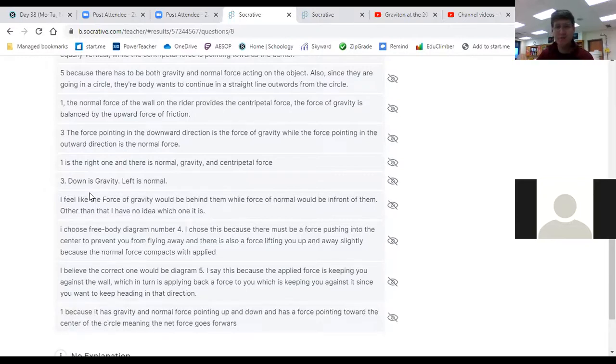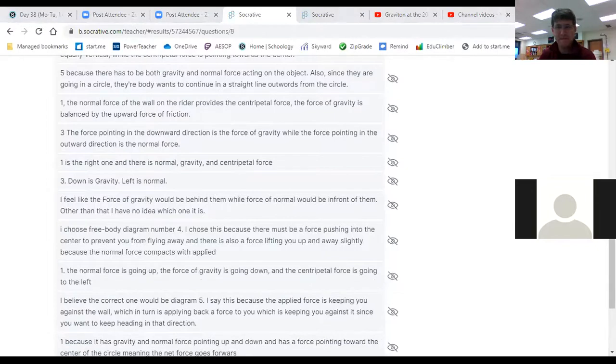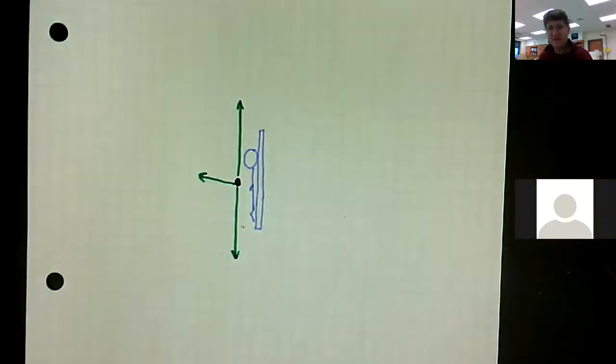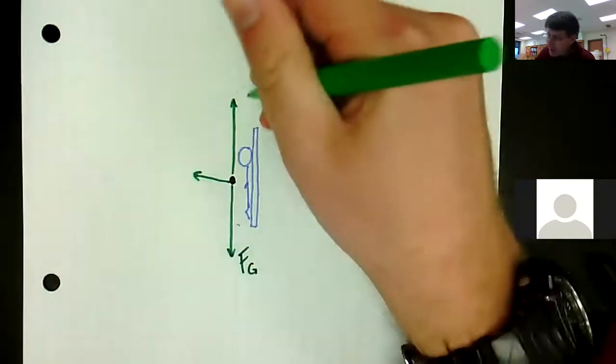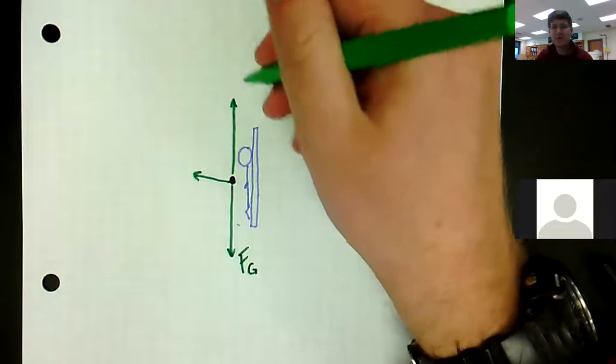Oops, sorry, you can't see what I'm drawing. I'm sorry, just a second. So this is basically it. And I think we're all in agreement that this one should be gravity. It seems that a lot of people are wanting to say that this one is normal.